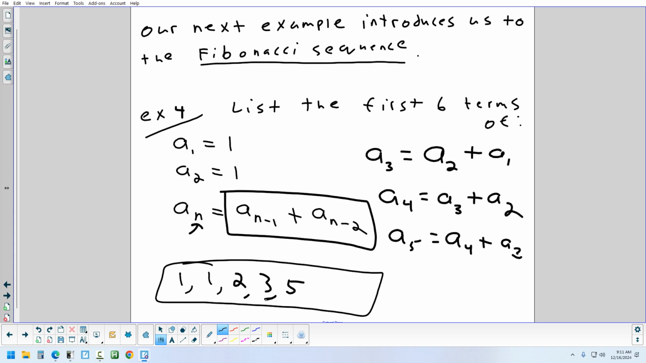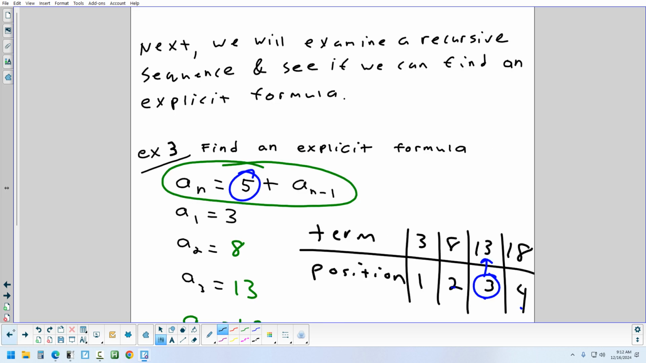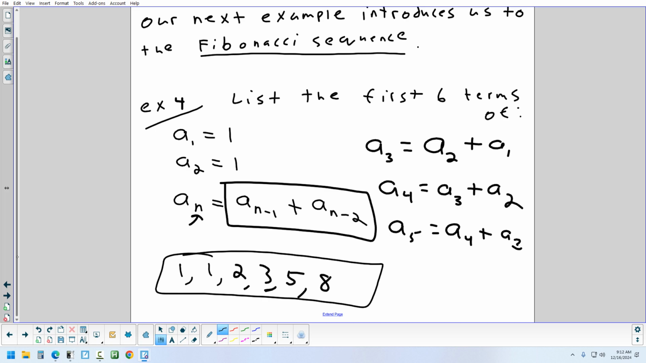The first 6? All right, we need one more. What's the next term? 8. Okay, so that is the Fibonacci sequence. Now, the downside to recursive, if I said to you, what's the 200th term in the Fibonacci sequence? You could add 5 and 8, and then you get the next number, and then you got to keep going. It's going to take a while. You can convert the Fibonacci sequence to explicit, but that's actually quite a bit harder than what we did here. So we don't talk about that in this class. It is doable, but it's not that easy.